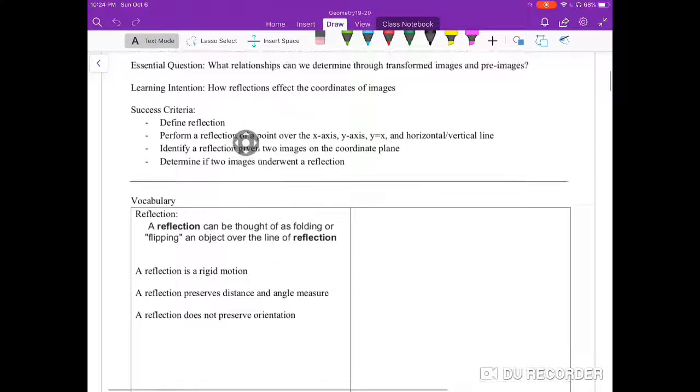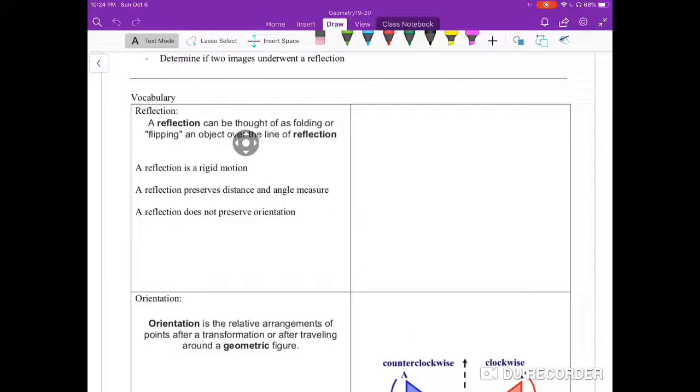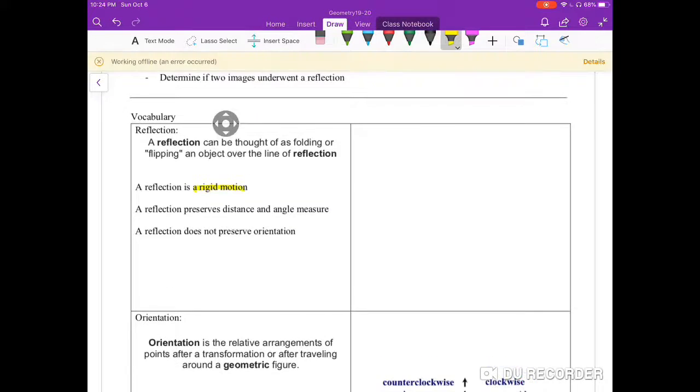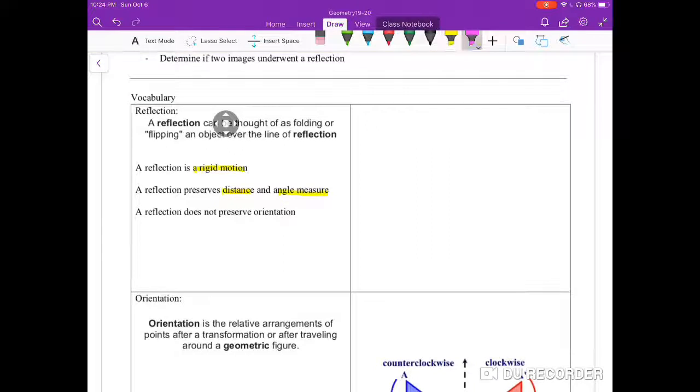A reflection can be thought of as folding or flipping an object over the line of reflection. A couple key things to know about a reflection here. It is a rigid motion, which we talked about in video 2. It preserves distance and angle measure, which again is part of it being a rigid motion. And the last one that's kind of new is it does not preserve orientation. This is the only transformation that does not preserve orientation, and we're going to talk more about orientation specifically in the next definition. If we talk about reflection, there is always going to be a line of reflection.